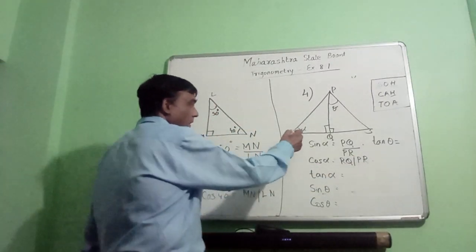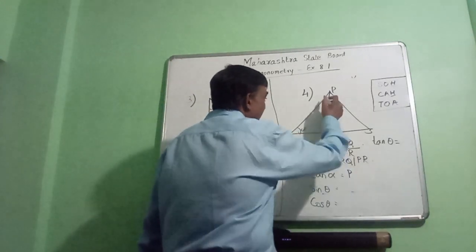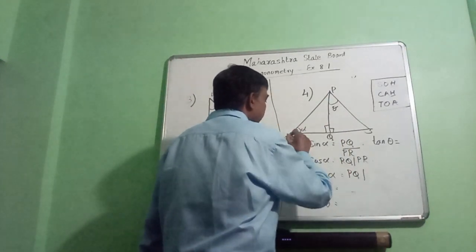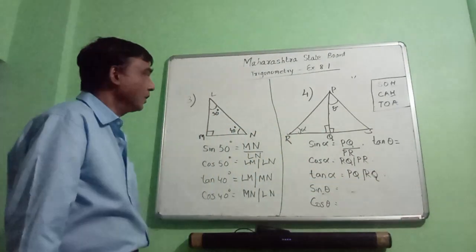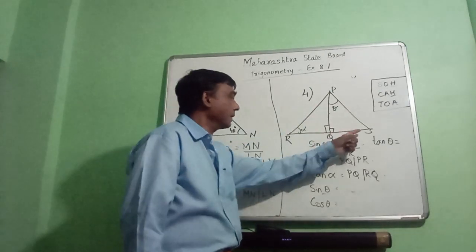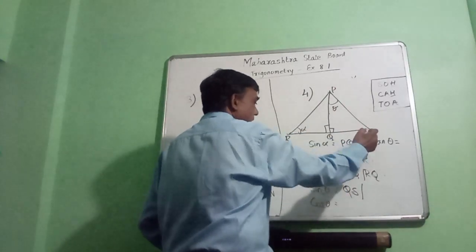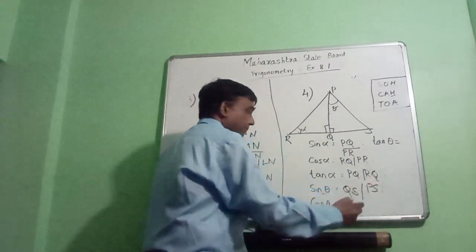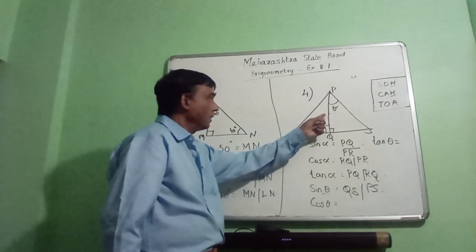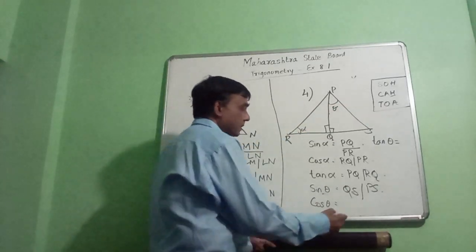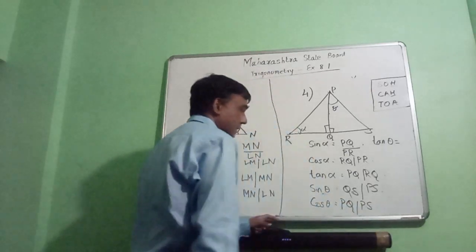Tan of alpha, opposite divided by adjacent. So opposite is PQ divided by adjacent, that is RQ. Now sine of theta, opposite, that is QS, divided by hypotenuse, that is PS. Cos of theta, adjacent divided by hypotenuse. So adjacent is PQ and hypotenuse is PS.